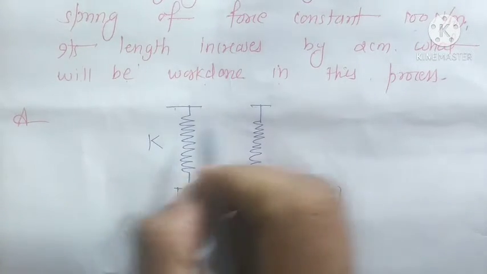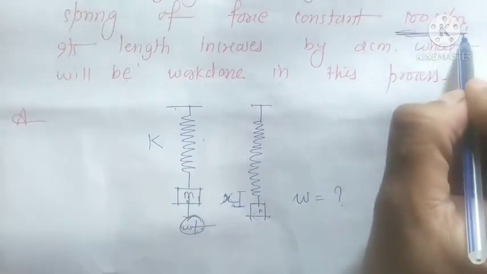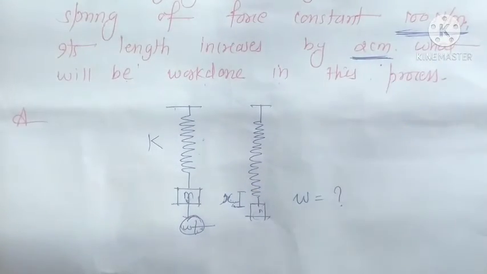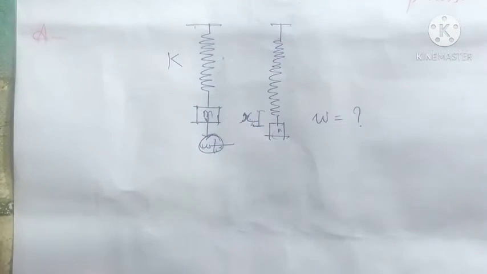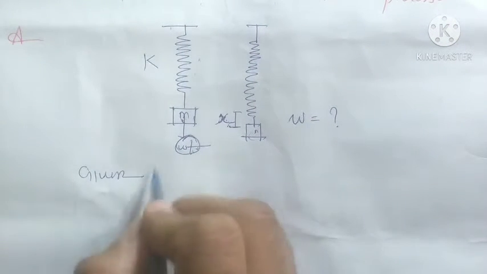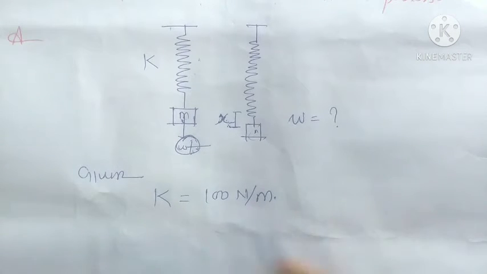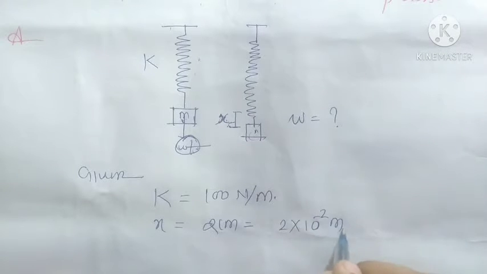The spring constant is already given here, that is 100 Newton per meter, and the displacement x is already given, 2 centimeter. Firstly we convert this centimeter into meter. So the given quantities are: k is 100 Newton per meter, x is equal to 2 centimeter. Converting into meter, 2 into 10 to the power minus 2 meter.